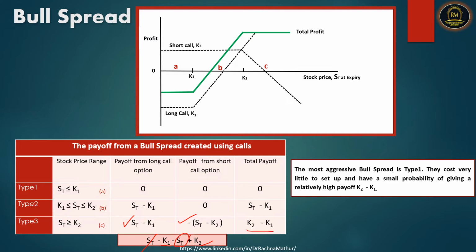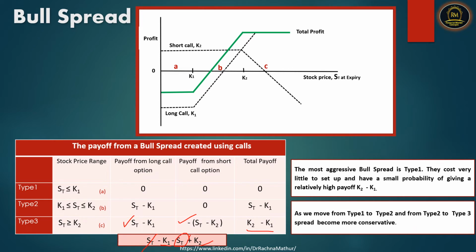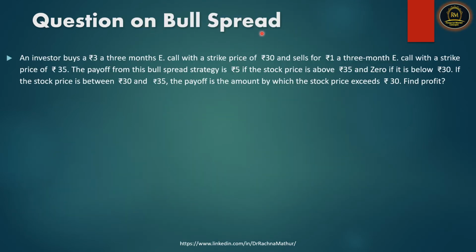So this clearly shows that the most aggressive bull spread is the type 1 spread. They cost very little to set up and have a small probability of giving a relatively huge profit of K2 minus K1. Along with that, as we move from type 1 to type 2 and type 2 to type 3, the spread becomes more conservative. Let us see a numerical question on bull spread.